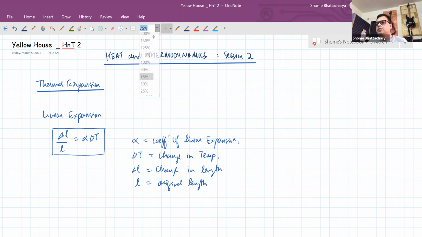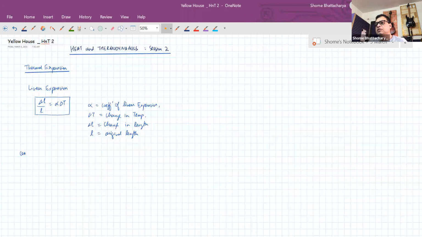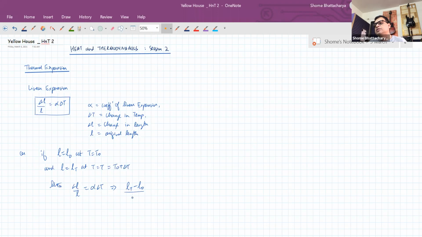So another way of expressing this formula we had seen is that if the length is L naught at some original temperature T naught and changes to LT at some temperature T, which is T naught plus delta T, then delta L by L is equal to alpha delta T, means that final length minus original length divided by original length, that's the fractional change, is equal to alpha into final temperature minus original temperature.